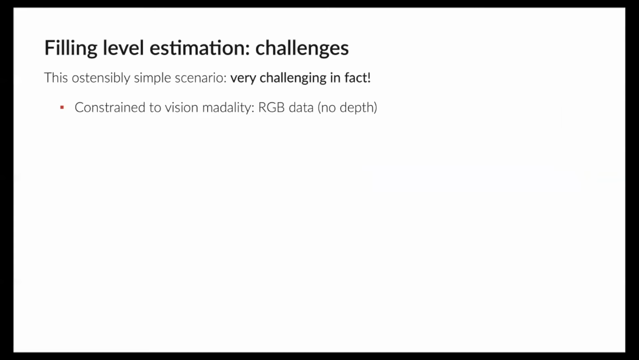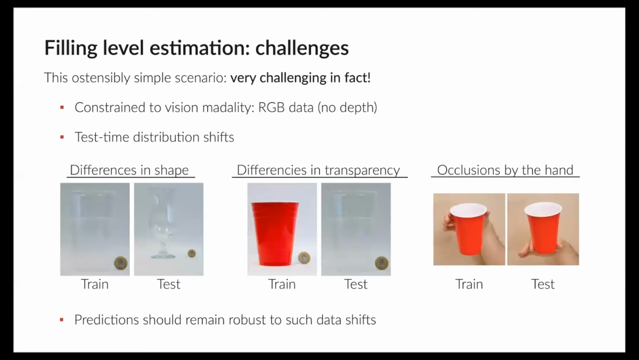In fact, this simple scenario is actually very challenging, especially if the perception is based only on vision through standard RGB images. And the problem becomes even more difficult if we consider the distribution shifts that can occur during test time. For instance, we might come across images with containers of different shape, transparency, or occlusions than those observed during training. Hence, we need to ensure that the predictions of our system remain robust even when such differences occur at test time.